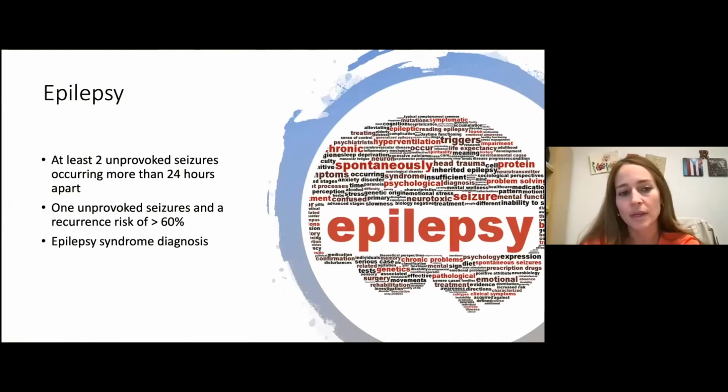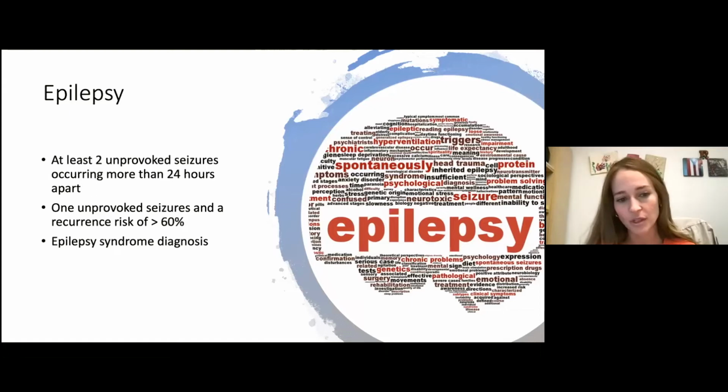And that is important because that makes us decide on when to start someone on medications. Epilepsy is having had at least 2 unprovoked seizures occurring more than 24 hours apart. You can also diagnose epilepsy after having 1 unprovoked seizure and a recurrence risk of more than 60%. The reason we use that percentage is because if someone has had 2 unprovoked seizures more than 24 hours apart, spread out in time, and we really don't have a reason, the chances of having more is greater than 60%, and that's where that number comes from.